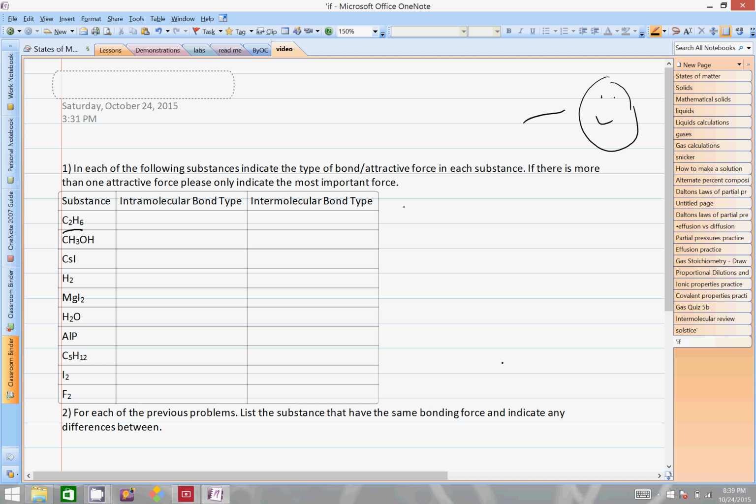So, first things first, we've got C2H6. If it's a molecule, we'll draw a little Lewis dot structure. This thing has two non-metals, therefore it is covalent. These little dashes stand for covalent bonds. CH3OH, again, all non-metals. This is covalent in nature. Carbon, O, H, hydrogen, hydrogen, hydrogen.